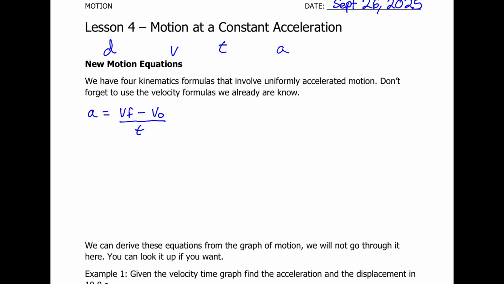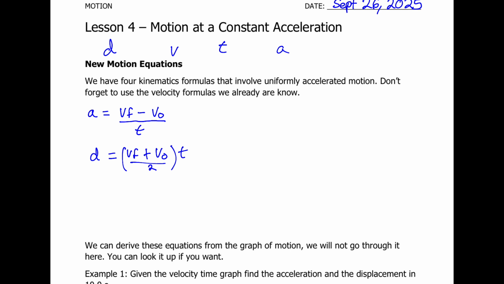The next one is our average velocity formula, but with a little addition. So we're going to go distance is equal to final velocity plus initial velocity over 2, all multiplied by time. So this is our next formula. Now, I have written down here, if you've read ahead, we can derive these equations from graphs of motion. I will not be doing that as part of our lessons. Some of those are written in the old book that we had, but we can do it if we need to, but I think it's not worth it.